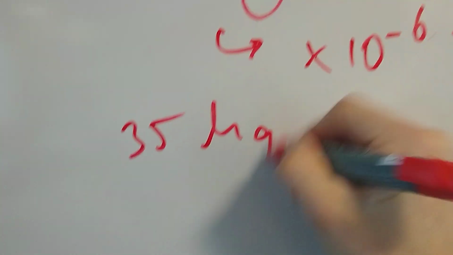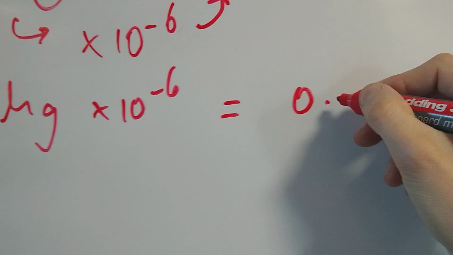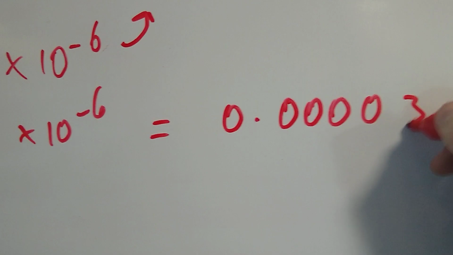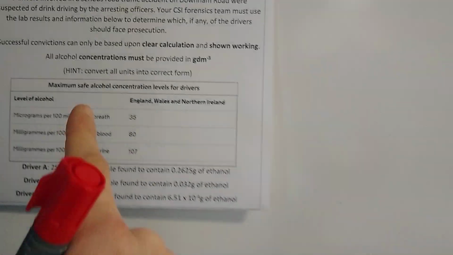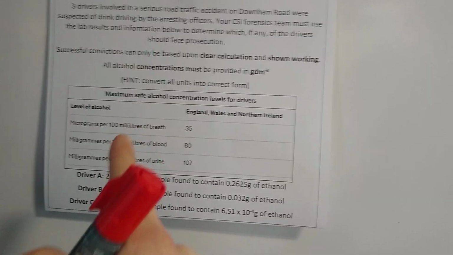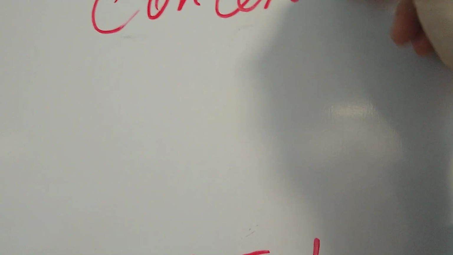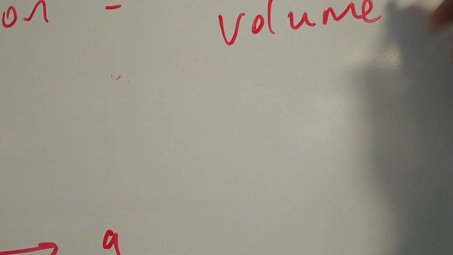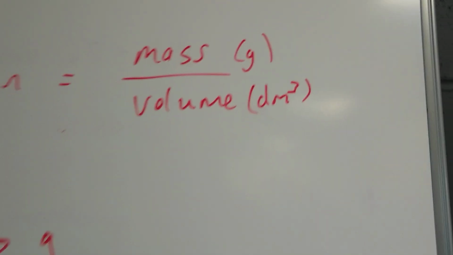Okay, so let's do 35 micrograms, put your units in, times by 10 to the minus 6, and that is going to equal 0.00035 grams. Okay, so the second thing we need to do is to convert not only the mass, but we need to convert the volume as well, of course, because we know our concentration is equal to mass divided by volume. And the volume is in decimeters cubed, and our mass needs to be in grams.